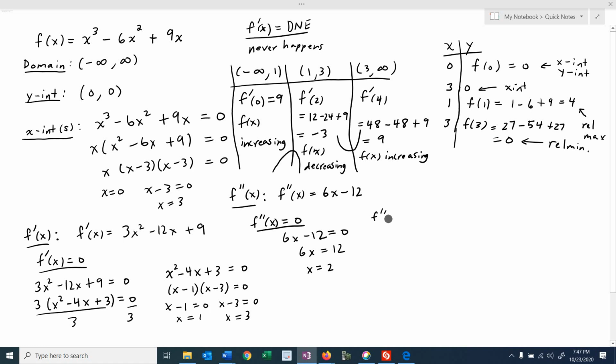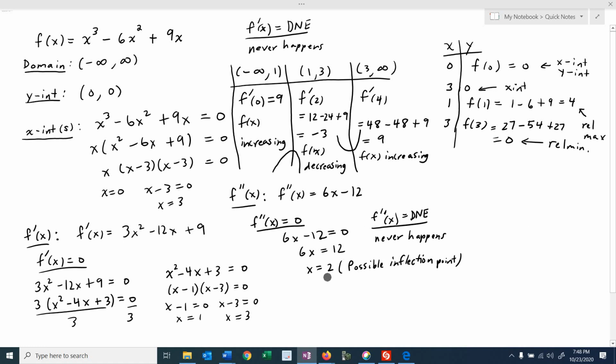Okay, and then we also have to look at the case when the second derivative does not exist. But it exists for all x values here. That's just a first degree polynomial. And so this never happens. Okay, so we end up with one possible inflection point. Now we do have to check and see if it actually is an inflection point. This is our only candidate for an inflection point. If we have an inflection point, the only place it can occur is at x equal to 2.